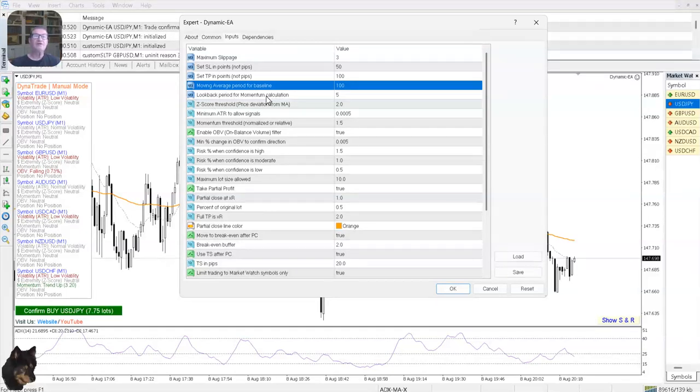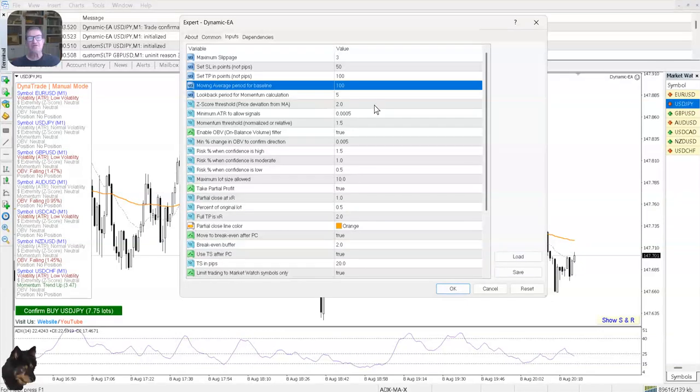Look back period for momentum calculation. This is set to 5 bars. What that means is, for the last 5 bars, how was the market reacting? Was there good volatility going or not? So it is used to determine whether the market is transitioning from active to quieting down back to active.